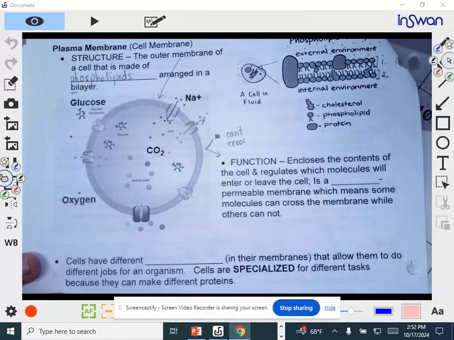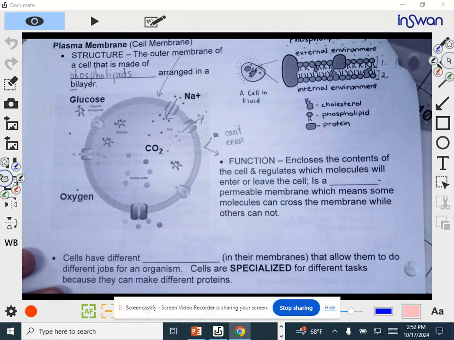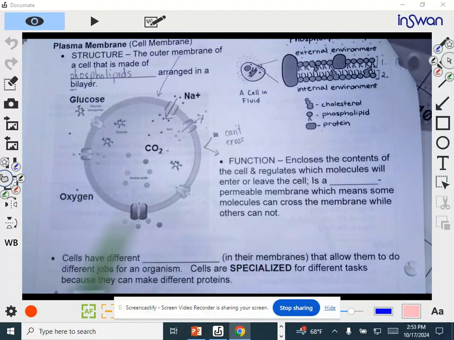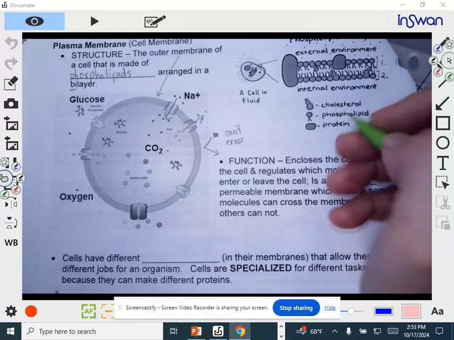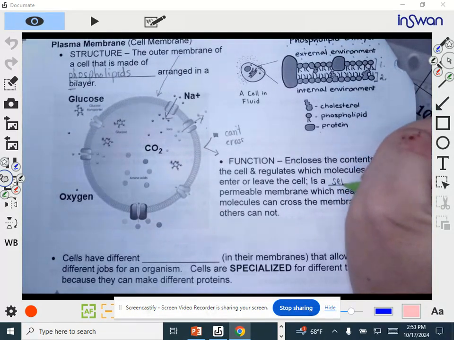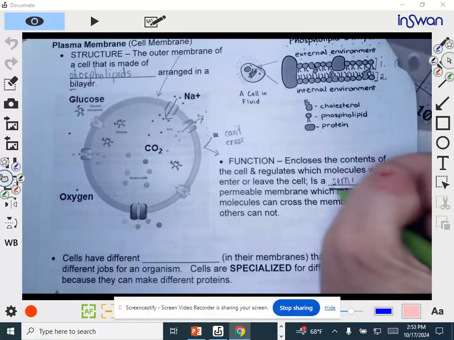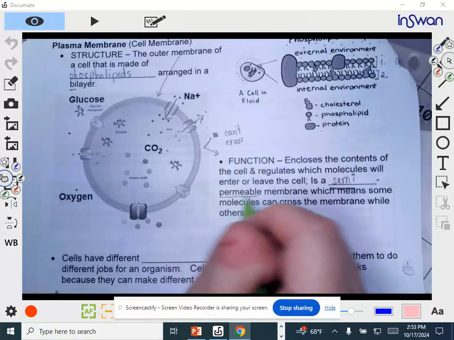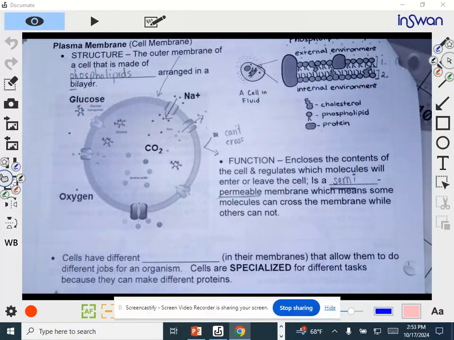That relates to the function of the cell membrane. The job of the cell membrane is to regulate what can go in and out of the cell. Since some things can go through it and some things can't, we can't say that the membrane is permeable, because that means everything can go through it. The membrane is semi-permeable. Let's underline semi-permeable. It just means some things can go through the membrane and other things can't.